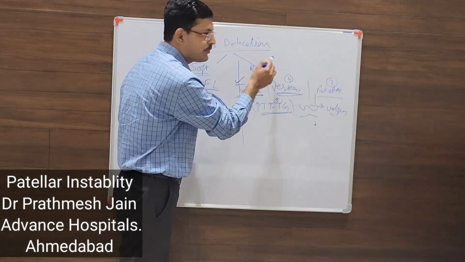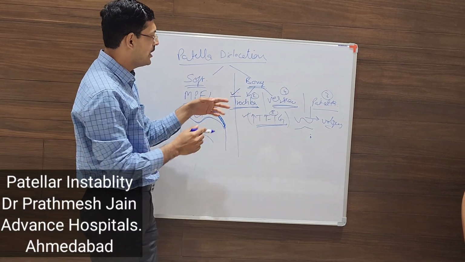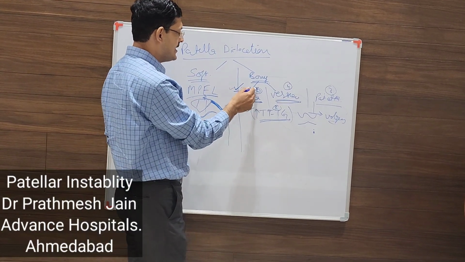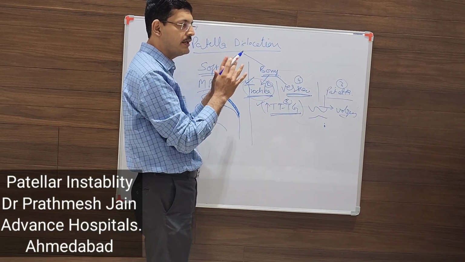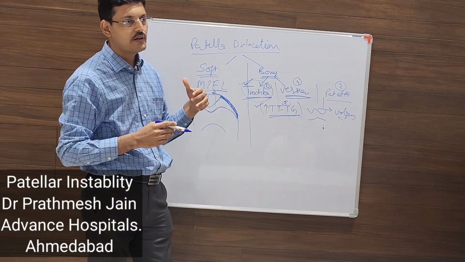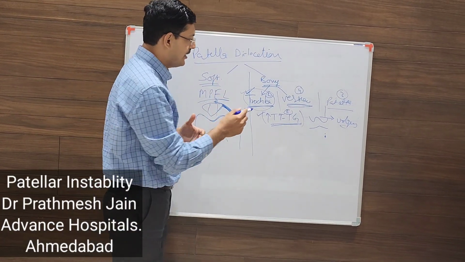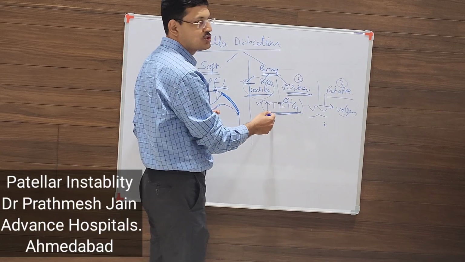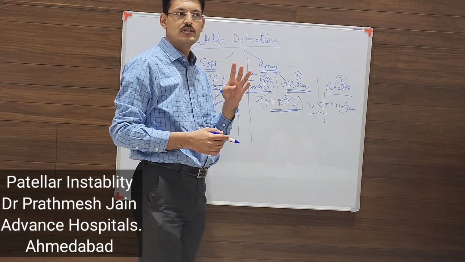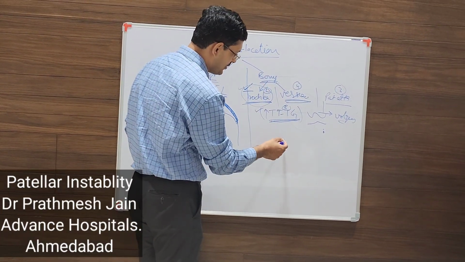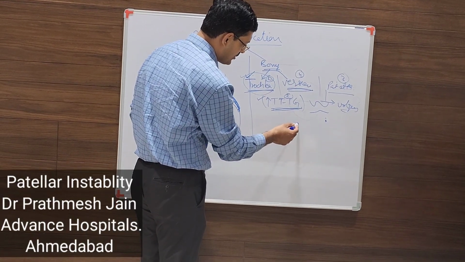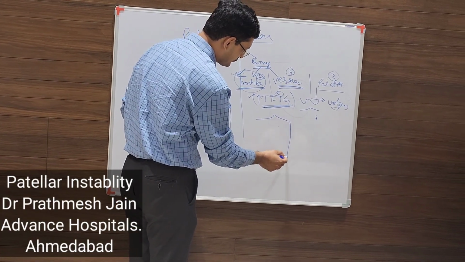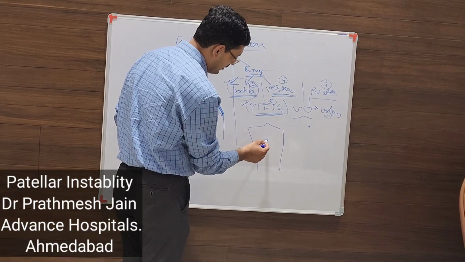If you want to do a bony procedure, then you do a trochleoplasty, but it is a less performed surgery because it's a little bit complicated surgery and not as easy or simple. And the other is a tibial tubercle osteotomy. Now there are three kinds of osteotomy. So in osteotomy, supposedly this is the tibia and this is the tubercle.